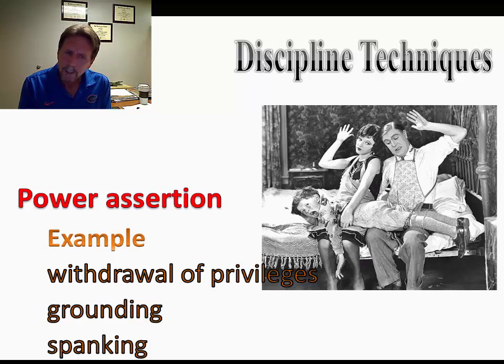Question: are timeouts power assertion, where you tell the child to go to the room and sit on the corner of the bed for 5 minutes, or even stand in the corner? The answer to that is yes, because is the parent using their authority to get the child to do what they want them to do with timeouts and standing in the corner? Yes. So that's power assertion.